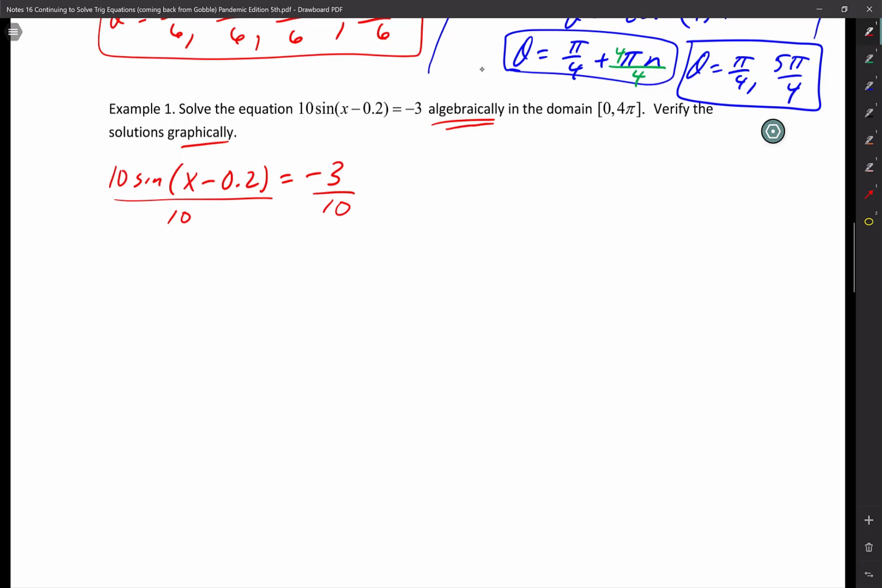Yeah, I'm trying to solve for x, guys. So the first thing I got to do is divide by 10.